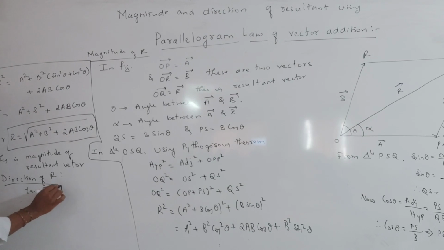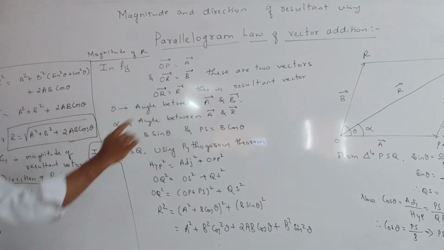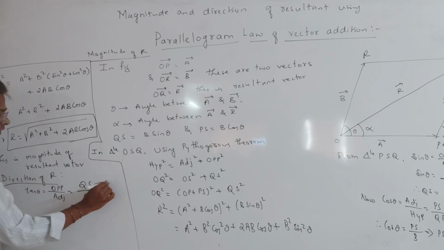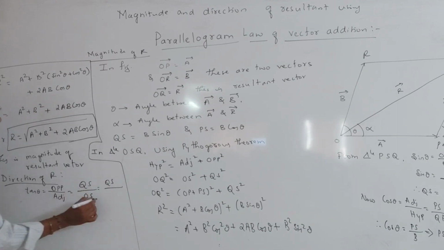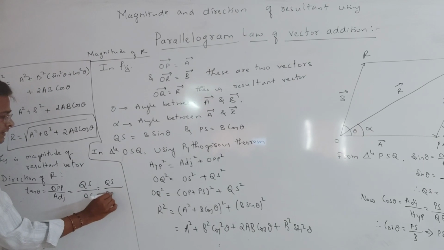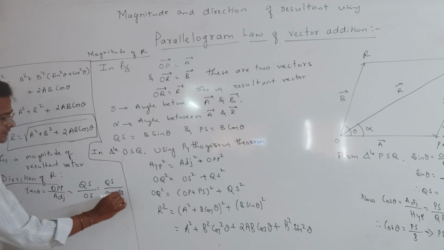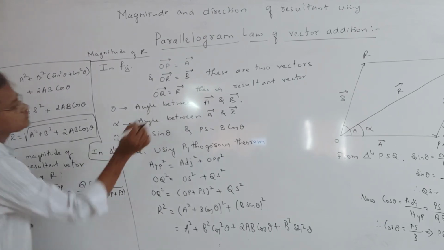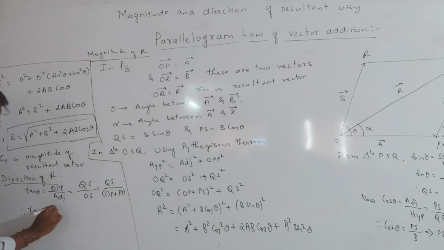Opposite by adjacent. What is opposite here? In the triangle, opposite is QS. What is adjacent? OS. So that is QS divided by OS. We can write it as OP plus PS. Therefore tan theta equal to QS, which is B sin theta. Substitute B sin theta here.